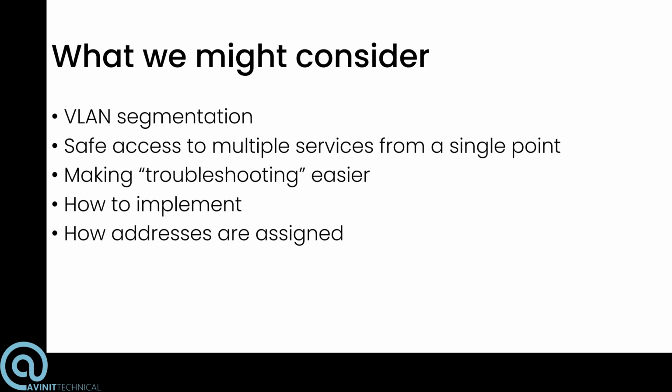So we might consider how we can use VLANs to segment the different kinds of traffic on our AV network. We can look at safe access to multiple services from a single point, i.e. an operator or a commissioning engineer wanting to access all the different services from a single laptop rather than have a forest of computers and computer screens and a jungle of cable to wade through. And what this does is it can make troubleshooting easier. We'll look at how we can implement this so that things are transparent, easy, linear, and easy to understand. It also helps us to understand how we can assign addresses, where having different addresses matters, and where they're nice to have just for reference.